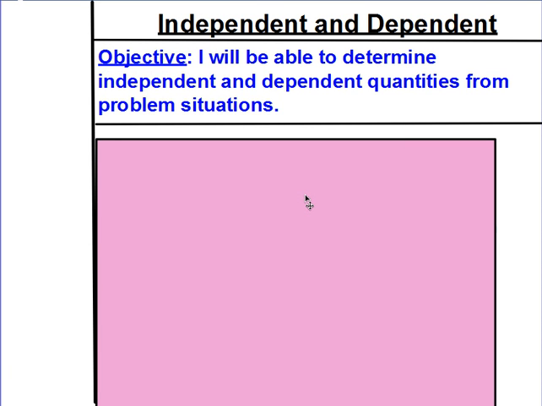Hello ladies and gentlemen, today I'm going to be talking to you about independent and dependent variables. Our objective states I will be able to determine independent and dependent quantities from problem situations.